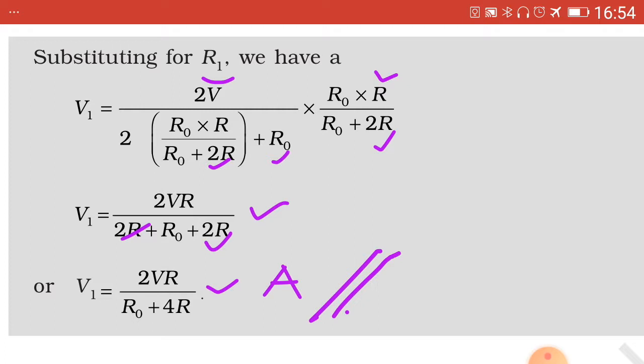Now on simplifying this equation and the denominator by taking denominator of the first term by taking LCM, and on final simplification we get V1 equal to 2VR upon 2R plus R0 plus 2R. So 2R and 2R, that is equal to 4R. So therefore V1 equal to 2VR upon R0 plus 4R.